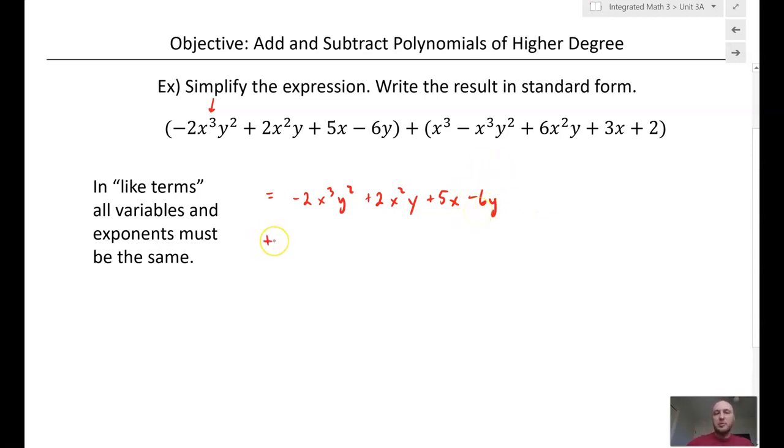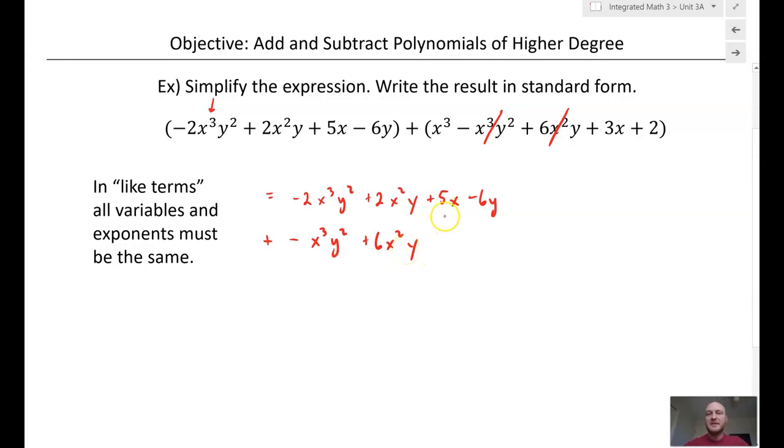Okay, now I'm going to go ahead and add, and I'm going to place the like terms below their like terms. So do I have any x cubed y squared? I do. I have one right here. Okay, so minus x cubed y squared. All right. Next, I'm looking for x squared y. Okay, I have one here. So plus 6x squared y.